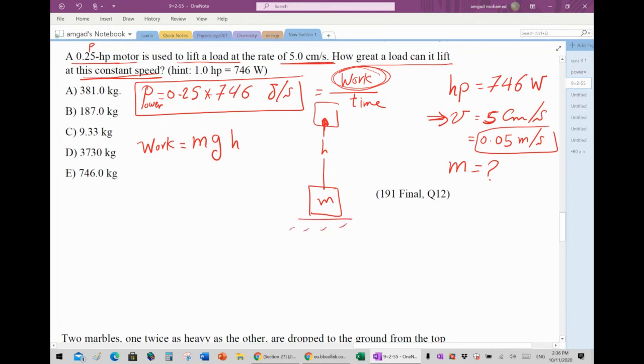And the power is work over time. So the power equals this work divided by the time. Right? Work over time. The mass, this is what I'm searching for. g is 9.8. But he doesn't give me any height or any time. But he gives me the speed, and he gives me the power. So how should I behave in this problem, guys? Do you have any idea?